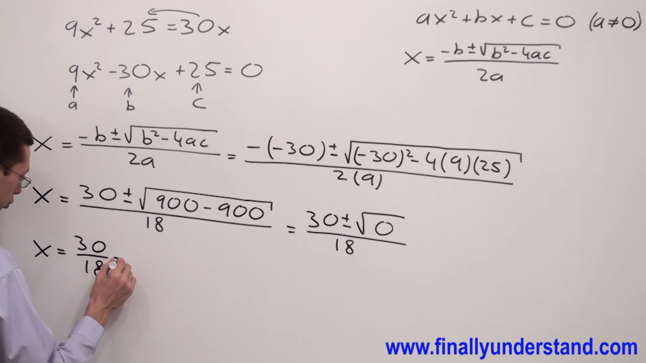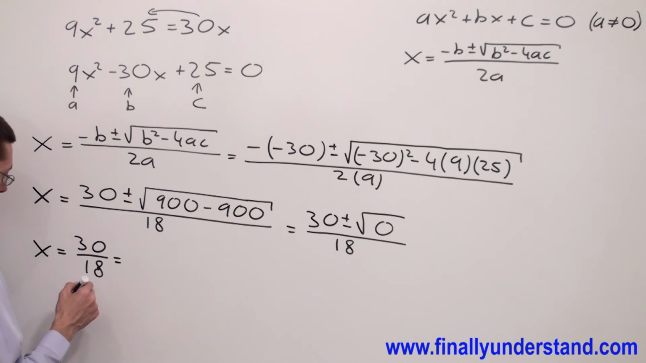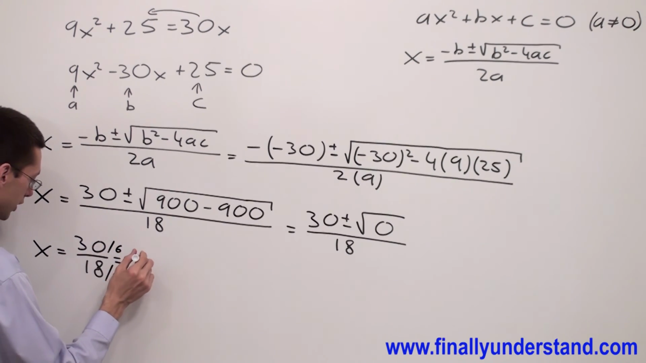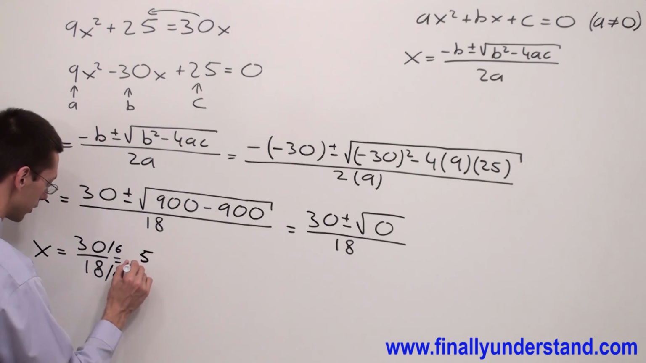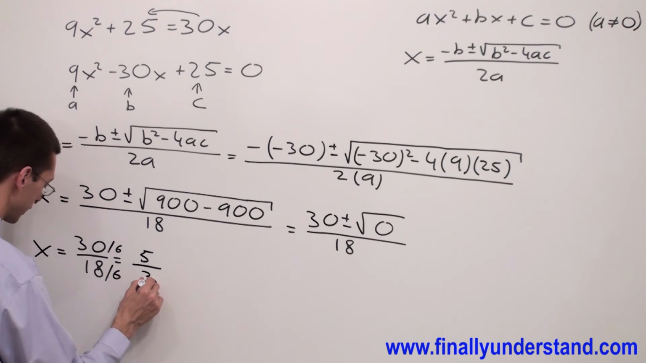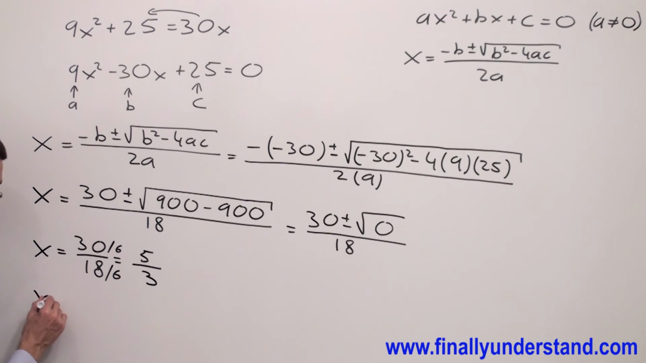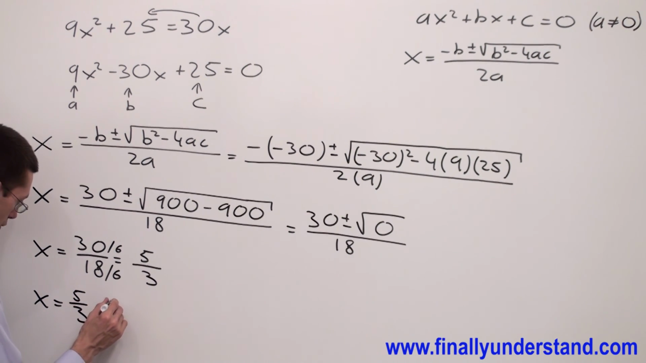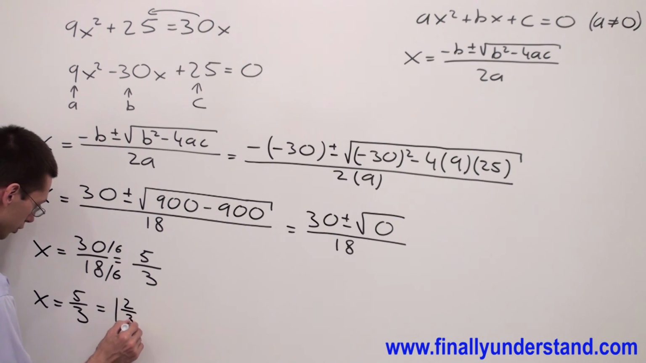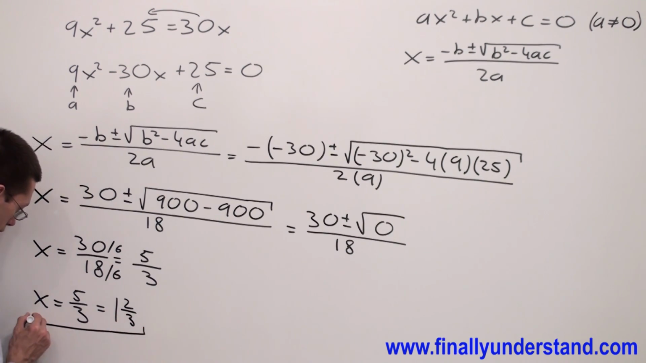Now, I can reduce this fraction by 6. And I have 30 divided by 6 is equal to 5. And 18 divided by 6 is equal to 3. So you can say that your answer is equal to 5 over 3. Or we can say this is 1 and 2/3. So this is the solution to my problem.